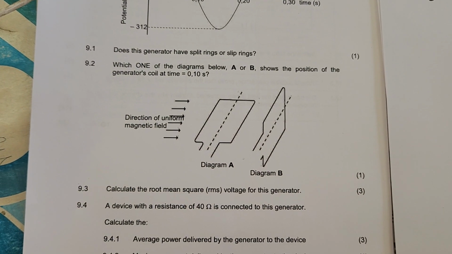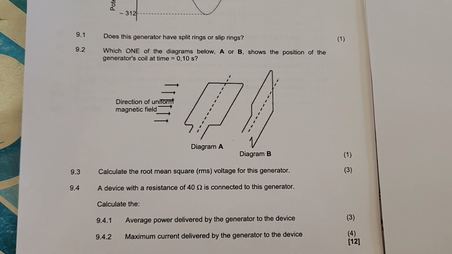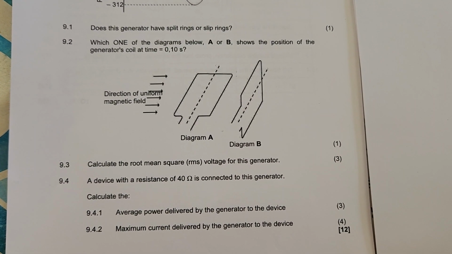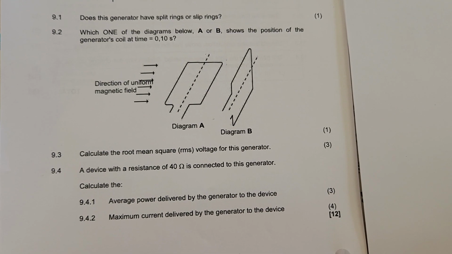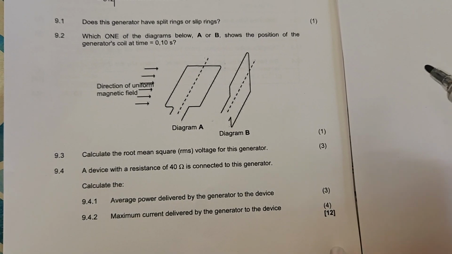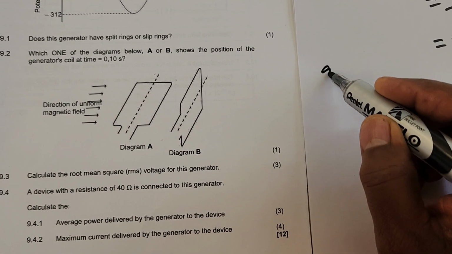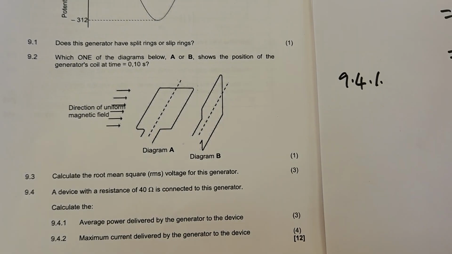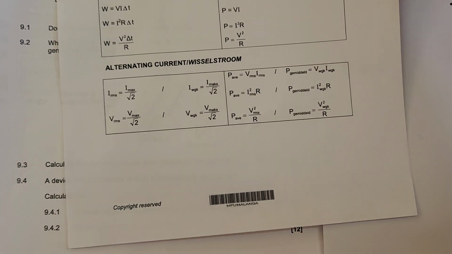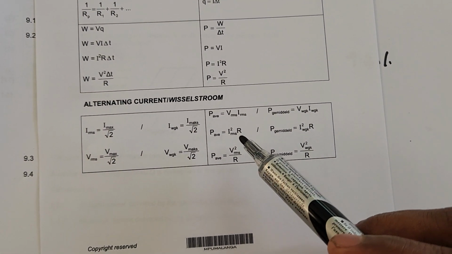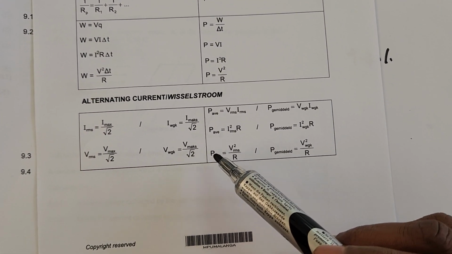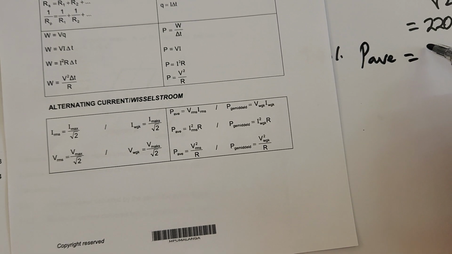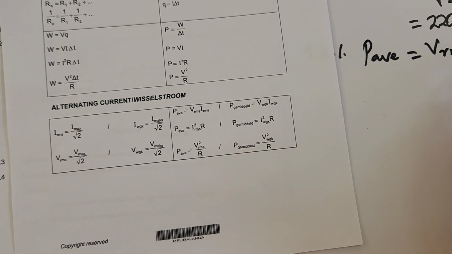Move on. Next question. They are saying a device with a resistance of 40 ohm is connected to this generator. Now use this information to calculate the average power delivered by the generator. That is 9.4.1. Then we check average power. We are given resistance. If you look at the formula sheet again, you will find the average power, the voltage and resistance. Then we'll use this formula, which says P average equals Vrms squared divided by R.